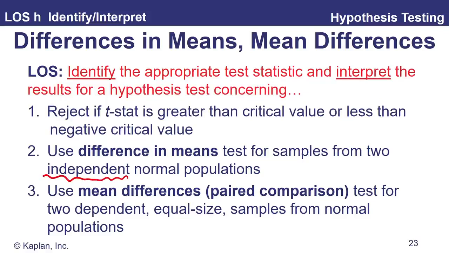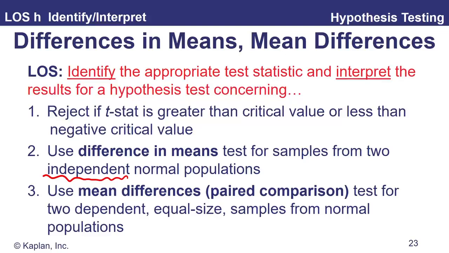Okay, independent populations. So maybe I've got two portfolios. One, a value-based portfolio, and one, a growth portfolio. And I want to test, are their mean returns the same or different? Well, that is difference in means, because I've got two independent populations, my value-based portfolio and my growth-based portfolio.